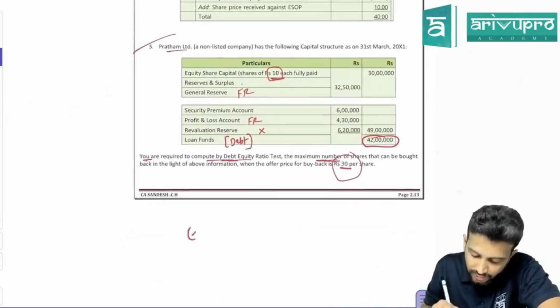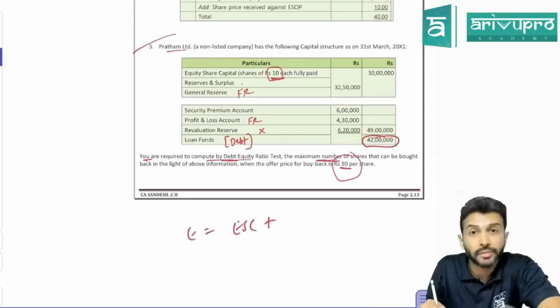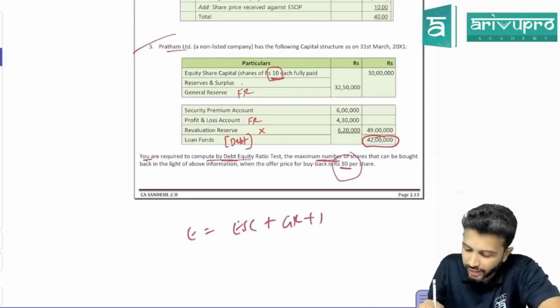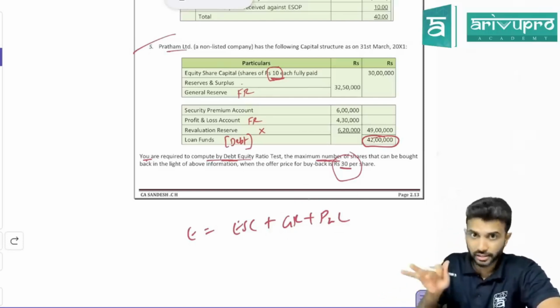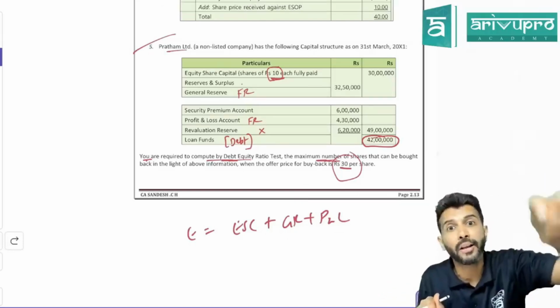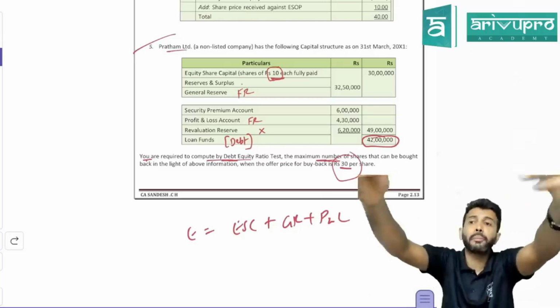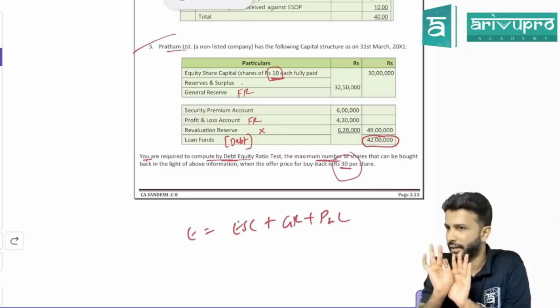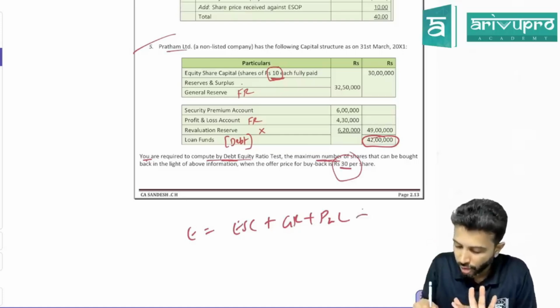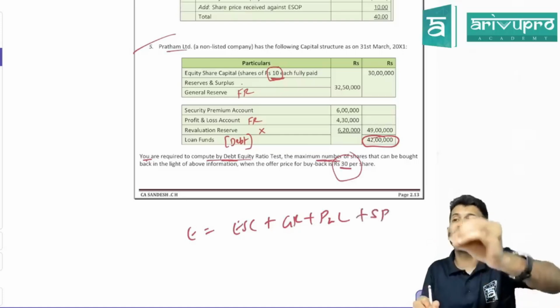What is equity for debt equity ratio purposes? Take equity share capital, add free reserves. Free reserves means general reserve and P&L. Are these two the only free reserves? No. Any other reserve, if it is available for dividend declaration, can also become a free reserve. But usually in the problem, they'll only specify general reserve and P&L. This is your free reserve. One more is your securities premium.